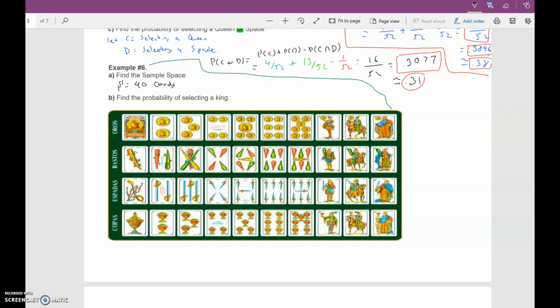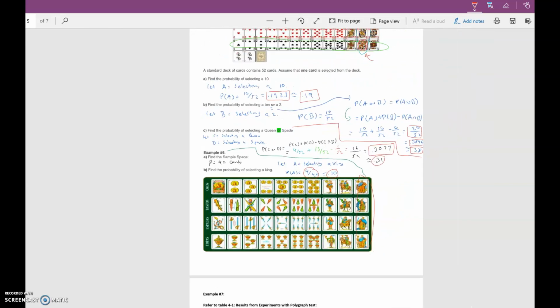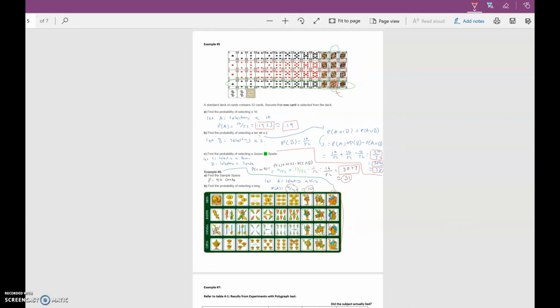Now, they want the probability of a king. And in this case, well, these are your kings. So let A equal selecting the king, so the probability of A, well, there is 4 out of a total of 40. That's going to give us 0.1 or 0.10. I'll leave it as 0.10 as a final answer for this one. That is it for example 6.